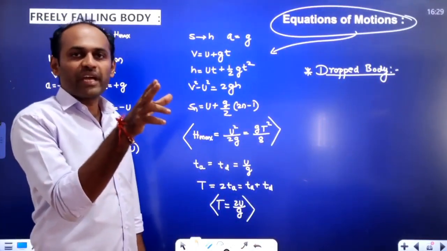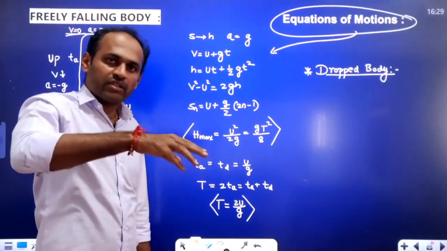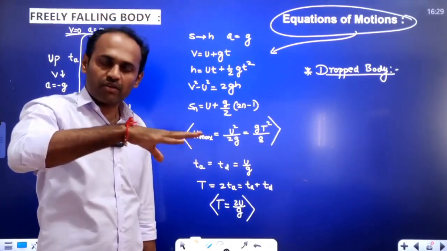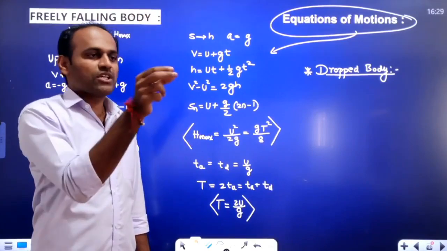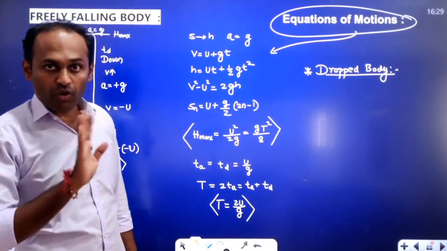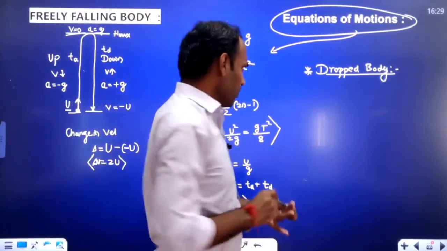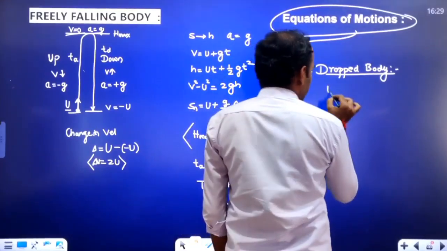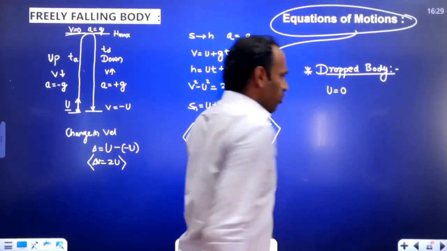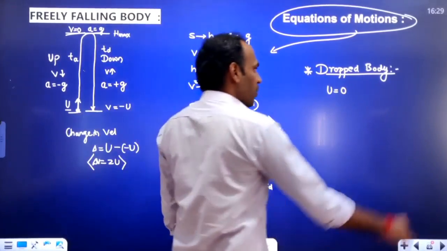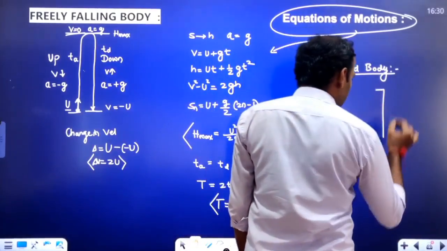You should just make it free. You should not throw it with a certain velocity. If you throw it with a certain velocity, it is not a drop down body. You just leave it. That is called a drop down body. You should not give velocity for that, right? Drop down body means its initial velocity is 0, from a certain height called h.